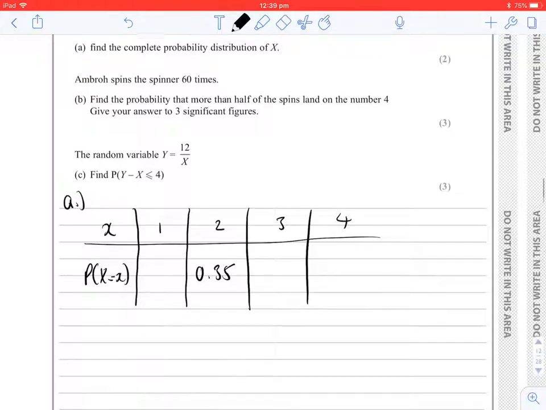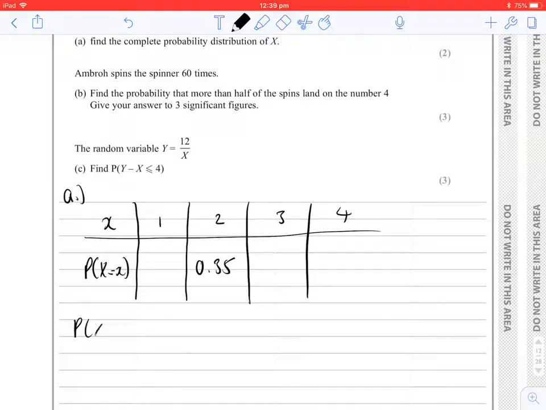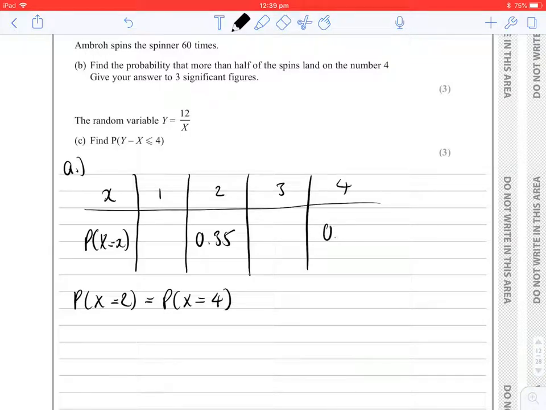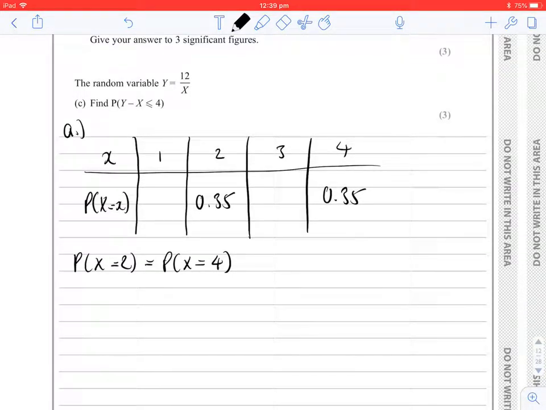Now, what we also know is that the probability that X is equal to 2 must be the same as the probability that X is equal to 4, because we are told up here the probability that X is equal to r is the same as r + 2 for the numbers 1 and 2. So this has to be 0.35 as well. So we've got 0.35 + 0.35, which gives us 0.7. 1 take away 0.7 gives us 0.3.